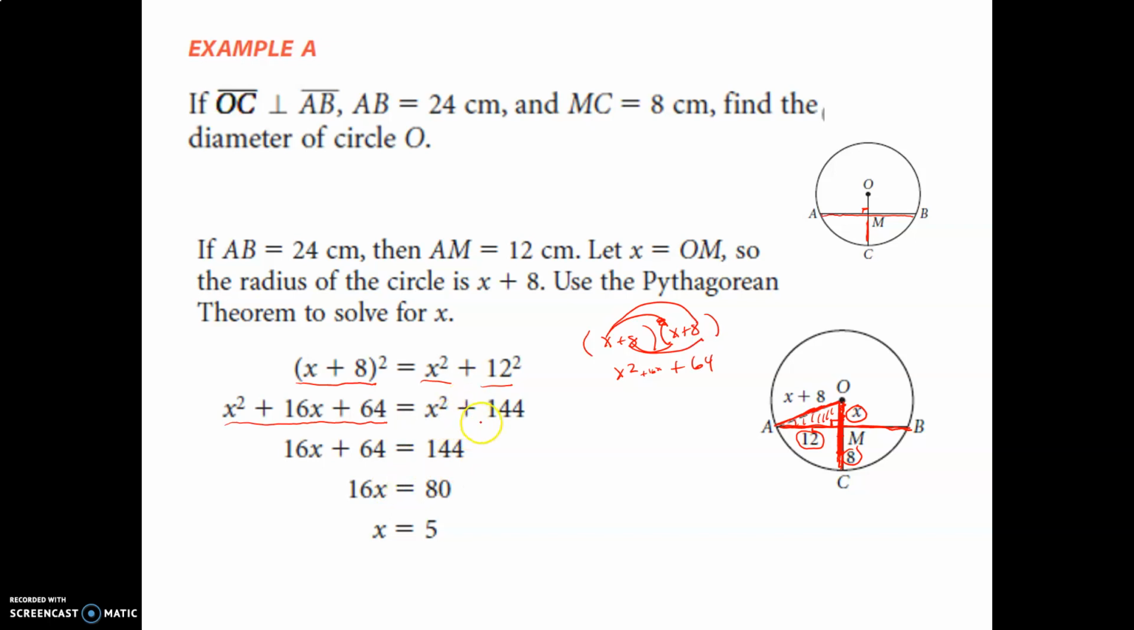And then here I just have x squared plus 144. There are x squareds on both sides, so we can subtract those off. That gives us 16x plus 64 is equal to 144. Subtract 64 to get 16x alone and 80 on the other side. Divide by 16, and I get x is equal to 5. So therefore, if x is 5, and this piece here, MC, is 8, then the radius is 13, which means that the diameter would be twice that, or 26.